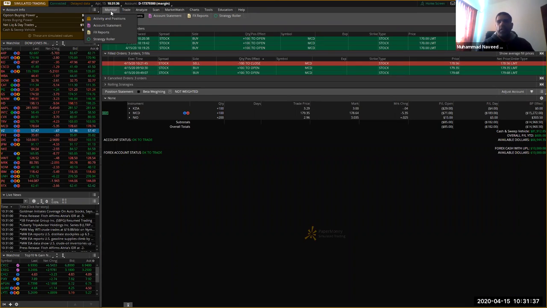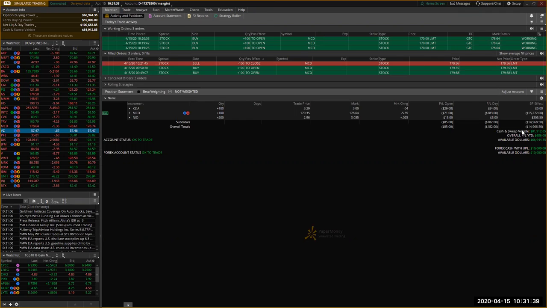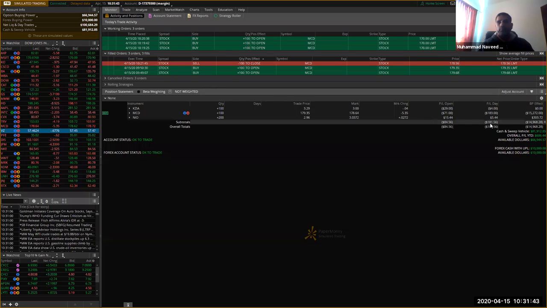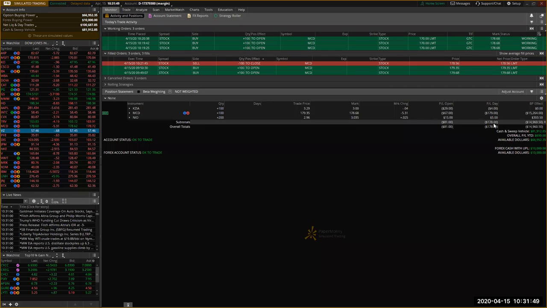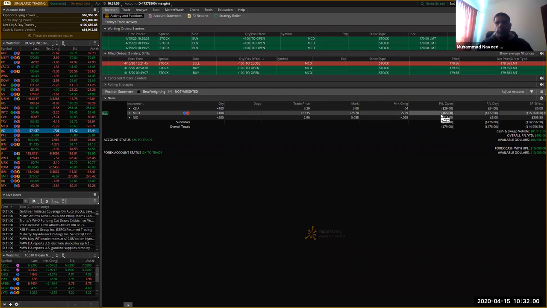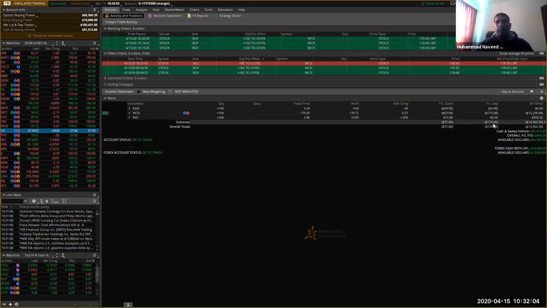You're looking at the monitor tab, activity and positions. Then the position statement. You're looking at this parentheses, right? Yeah, on the bottom where you have the KCIA and McDonald's and Neil, I have a couple of them. Let me see. Yeah, so whenever there's a parenthesis, that shows a negative price.